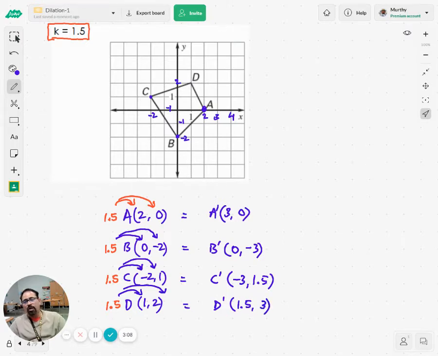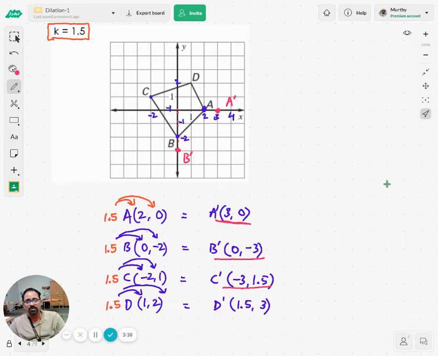Now you have to plot all these points. Let me take my A prime first, which is (3, 0). So this is my A prime. B prime is (0, -3). So 0 is here and -3, on the y-axis I have to go down. This is B prime.